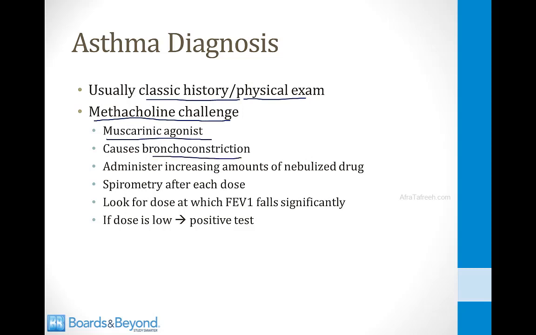So in a methacholine challenge, you administer increasing amounts of the nebulized drug, and you do spirometry after each dose, and you look for the dose at which FEV1 falls significantly. If it doesn't fall, you say the patient is a non-responder and the test is negative. If it falls at a low dose, you call it a positive test and say that that's suggestive of asthma.